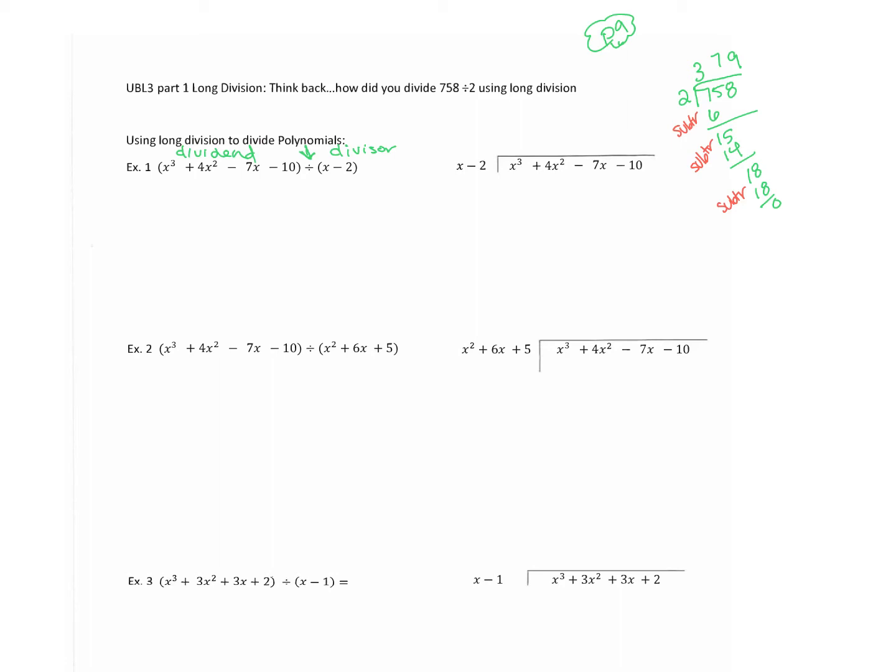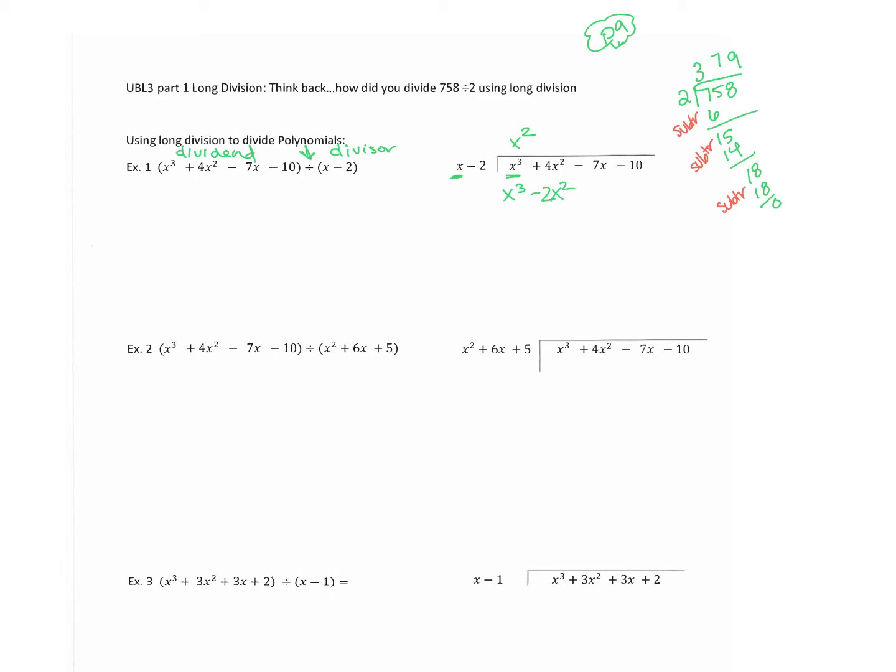So very much like I did before, I'm going to concentrate on just the x here. I'm not going to worry about the minus 2 at all. So my first term is x cubed. So I think to myself, what do I have to multiply that x, the x I've underlined in green, by to get that x cubed I've underlined? And I have to multiply by x squared. So I'm going to take x squared times x, and I'm going to get an x cubed. I'm also going to take x squared times my minus 2, and I'm going to get minus 2x squared.